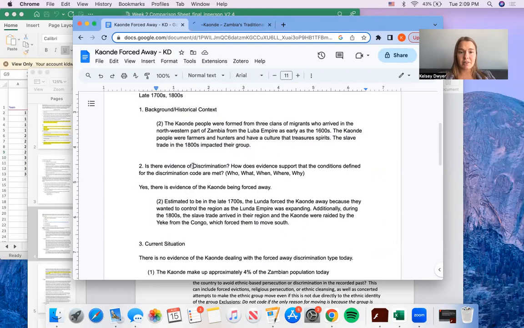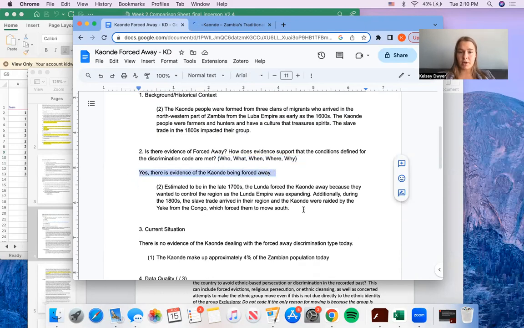So, is there evidence? This is straight out of the guideline: is there evidence of discrimination, which can be replaced with, is there evidence of forced away? How does evidence support the conditions? Classic who, what, when, where, why, all very important information. So I wrote, yes, there is evidence of the Konde being forced away. And again, I have a 2 here, so people reading this know it's from that second source.